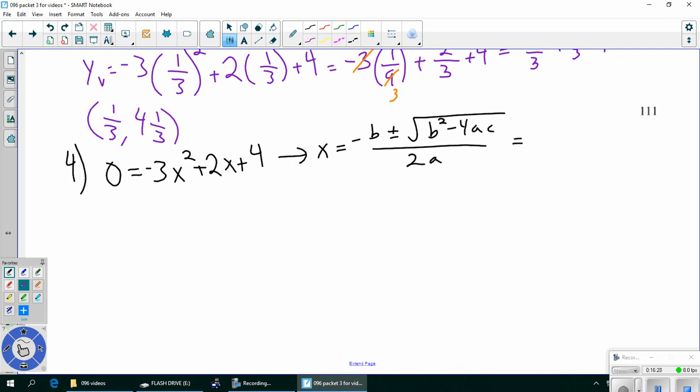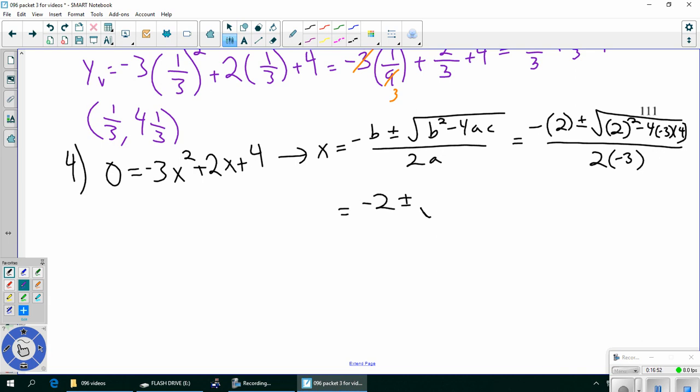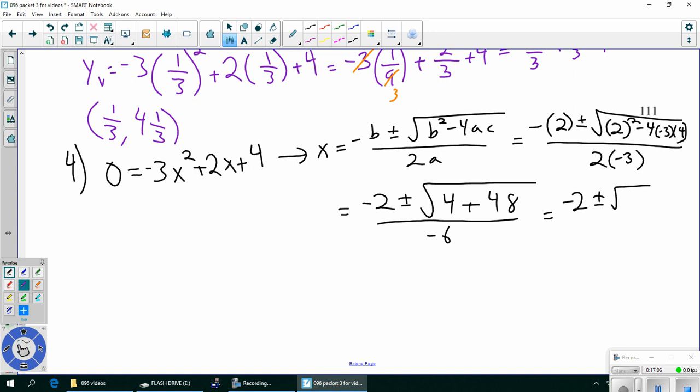So let's go ahead and start plugging in. So negative, and then we had up on the top there, the value of b was 2, plus or minus, square root. B is still 2, minus 4 times negative 3 times 4, all divided by 2 times a, 2 times negative 3. So this equals negative 2 plus minus square root of 2 squared is 4, minus minus makes plus, 4 times 3 is 12, times 4 is 48, all divided by negative 6. So we get negative 2 plus minus square root of 52 divided by negative 6.